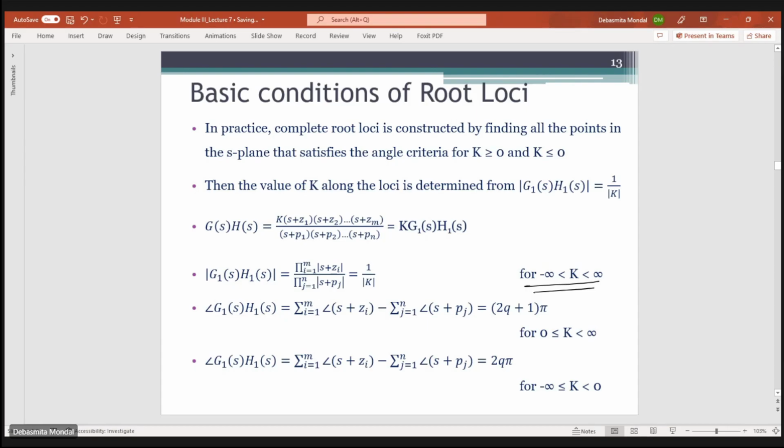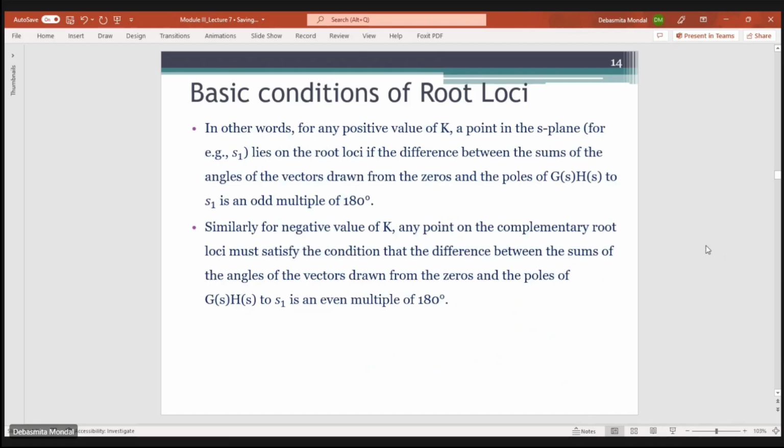Similarly, the angle criteria will be the summation for i equals 1 to M of the angle of s plus zi, minus the summation for j equals 1 to n of the angle of s plus pj. This should be equal to (2q plus 1) into pi if we are changing the value of K from 0 to infinity, and equal to 2q into pi if the value of K is changing from minus infinity to 0.